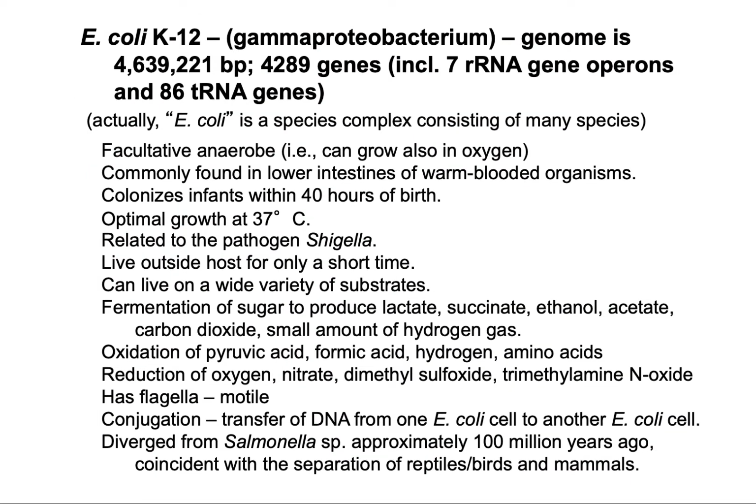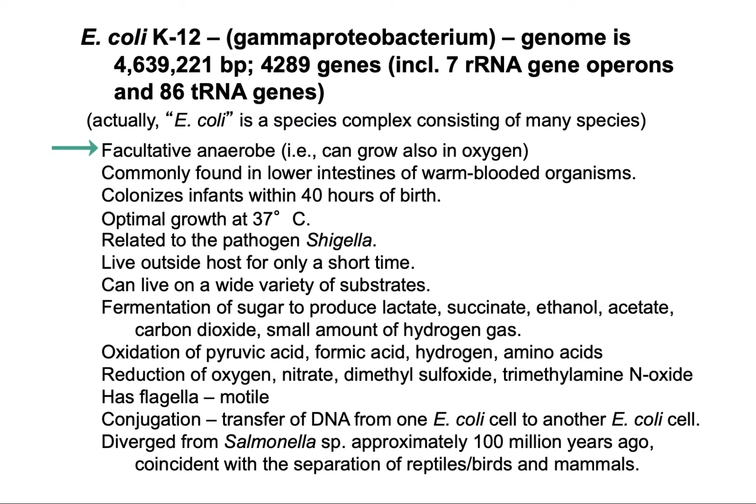So here's some information on its genome. It has a genome size of about 4.7 million base pairs, 4,289 genes, including 7 ribosomal RNA operons, which we talked about quite a while ago. 7 ribosomal RNA genes allows this organism to produce enough ribosomes to multiply or double in about 20 minutes. And 86 tRNA genes. So a lot of tRNA genes, more than it actually needs, but then on the other hand, it can choose which ones to express at what time to make the proteins that it needs.